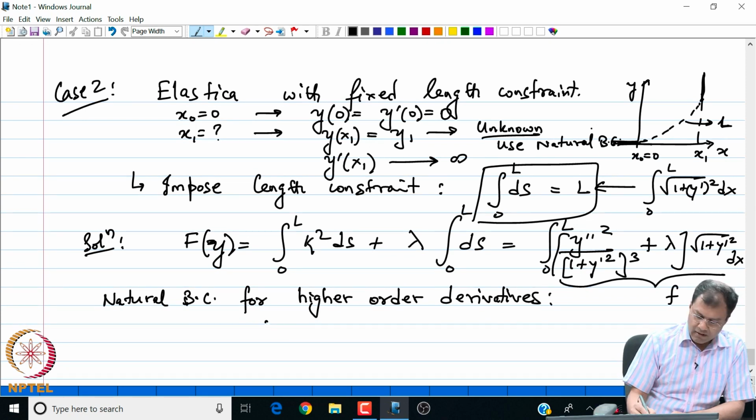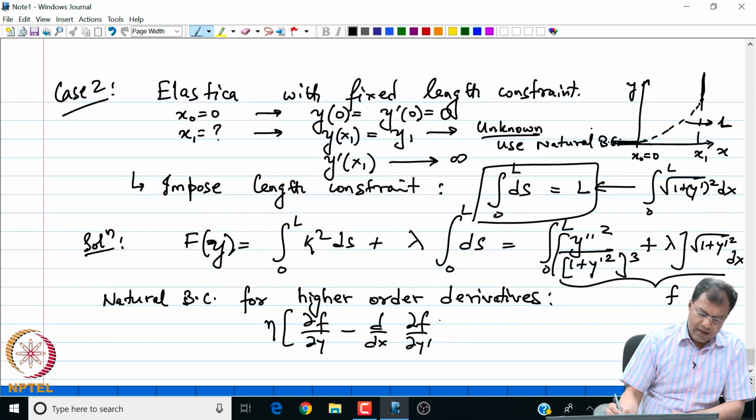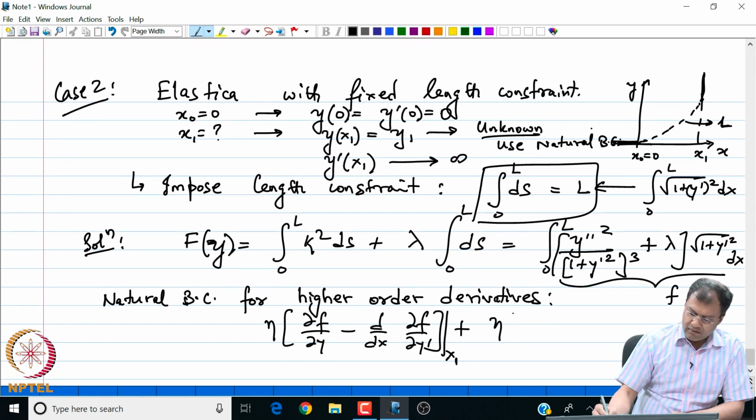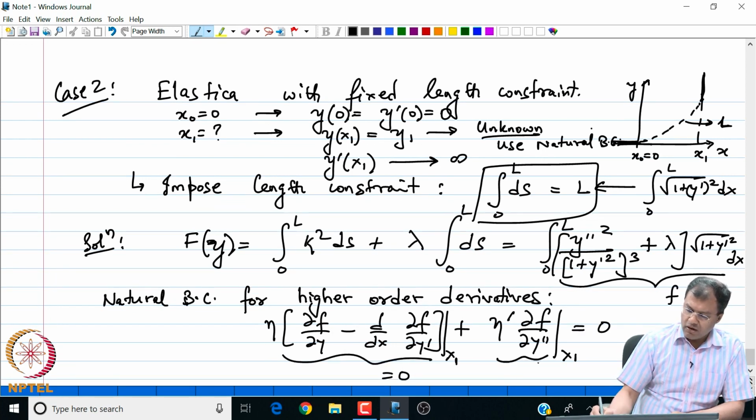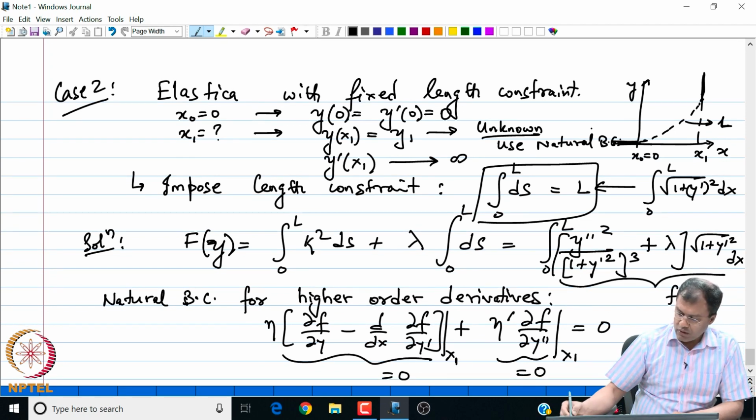And we see that this imposes the following constraint: (partial f partial y minus d dx of partial f partial y prime) times eta, plus eta prime times partial f partial y double prime, evaluated at x1, is set equal to 0. So we individually set each of these quantities to 0 to get the natural boundary condition. Okay. So then, I am going to right away use our solution to the previous test case.